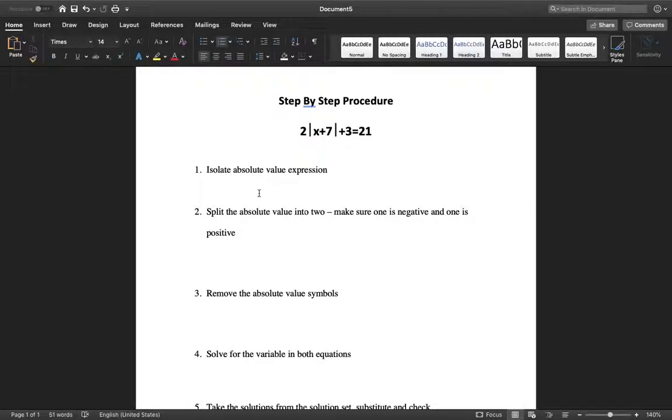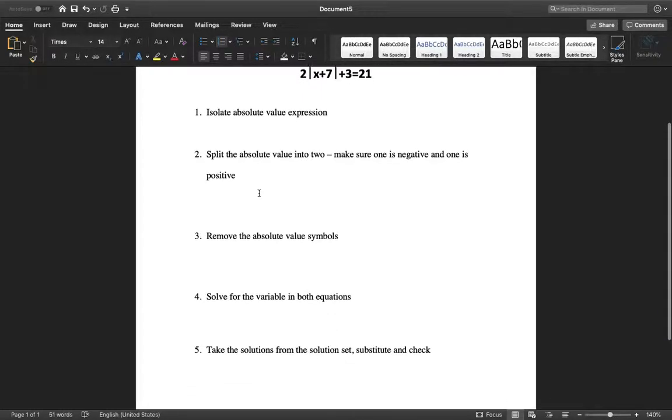Alright, hello guys. Today we'll be learning how to solve an absolute value equation. So we have 5 steps that we use when we want to solve an absolute value equation. And these are written here. The first step is to isolate the absolute value expression. The next step is to split the absolute value into two. Make sure one is negative and one is positive, and we'll get to what that means later. Remove the absolute value symbols. Solve for the variable in both equations, and then take the solutions from the solution set, substitute, and check.